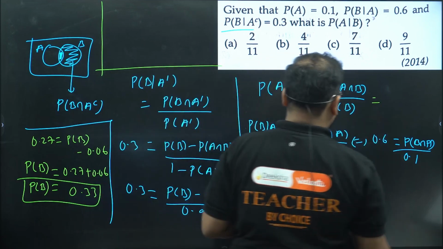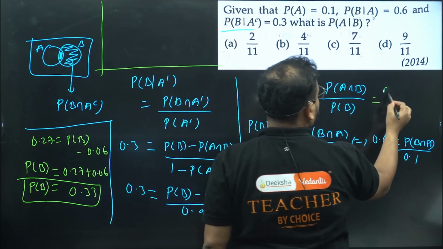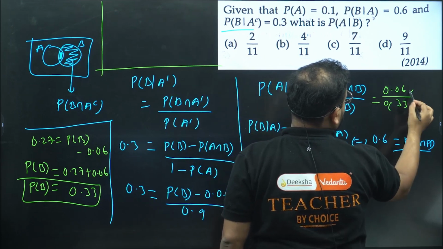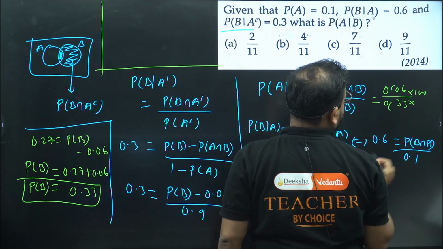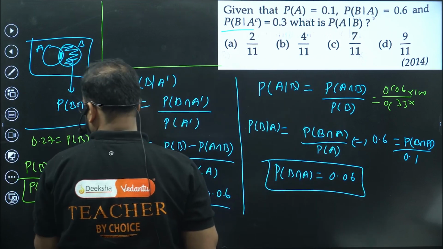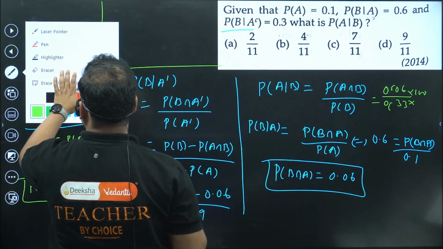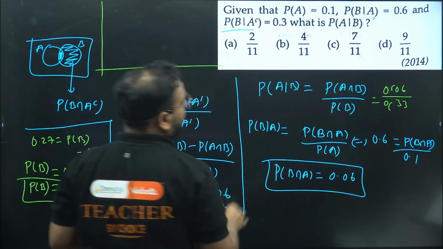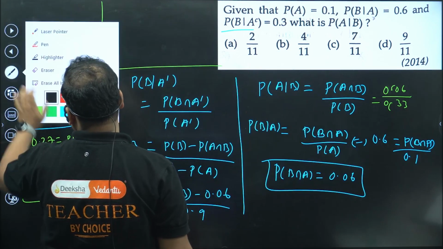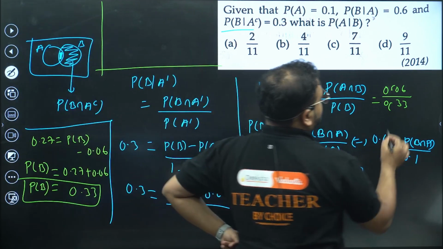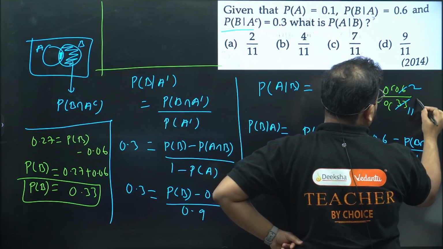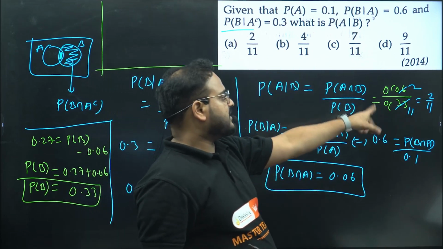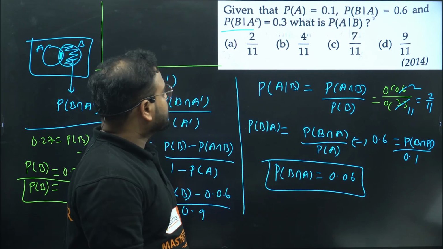Please check. I have the values now. This is going to be 0.06 upon 0.33. Both have the same decimal places, so I can just remove them directly. It'll become 6 and 33. Decimal places are gone directly, sir. What do I have as the result? 3 2s are 6 and 3 11s are 33. The answer will become 2 by 11. So 2 by 11, option A is correct.